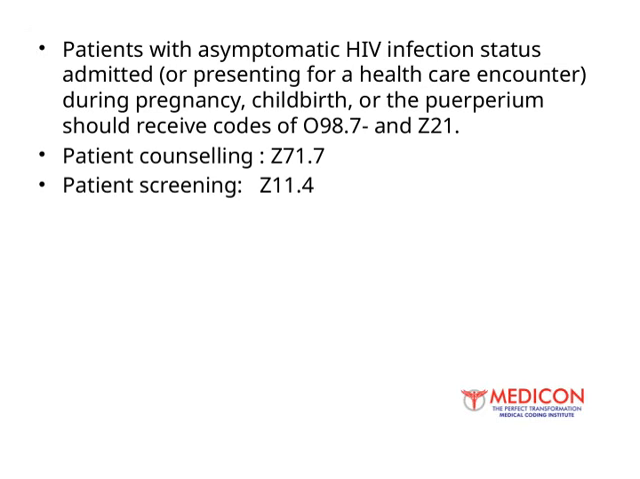Furthermore, patient screening is also essential, especially in pregnancy-related contexts. The appropriate code here is Z114, which signifies screening for HIV. Regular screening helps us identify infections early, even in asymptomatic patients, allowing for timely intervention. Overall, these codes, 0987, Z21, Z717, and Z114, are vital for comprehensive care and accurate documentation, ensuring we address both the medical and counseling needs of our patients throughout pregnancy and postpartum periods.